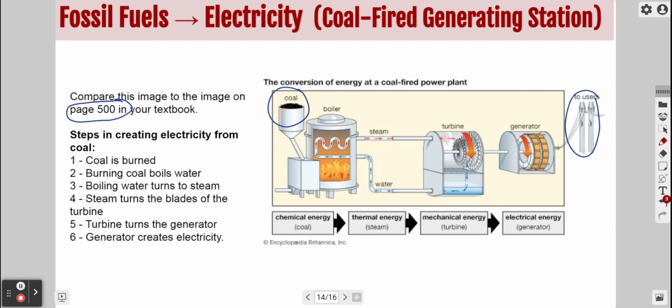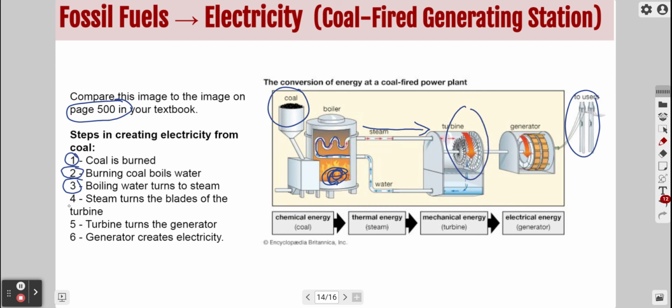So in this case, coal is burned. That's step number 1. You burn the coal in a boiler here, so you create a really hot environment. Then you pump water in so that the water can boil in this hot environment. So it's boiling. That's step number 2. Step number 3, the boiling water turns to steam. And the steam, or water vapor, goes and turns the turbine blades.